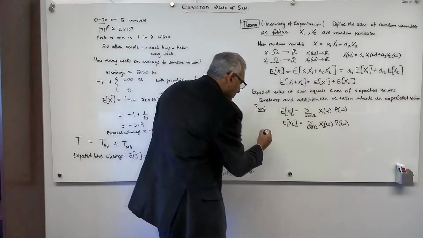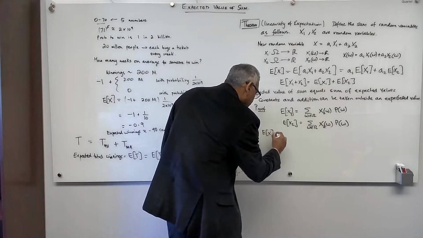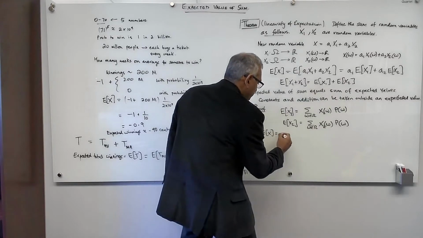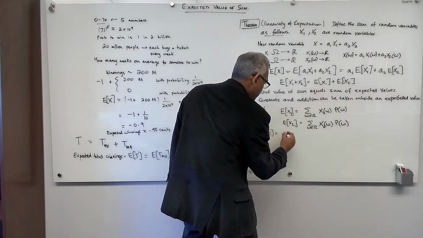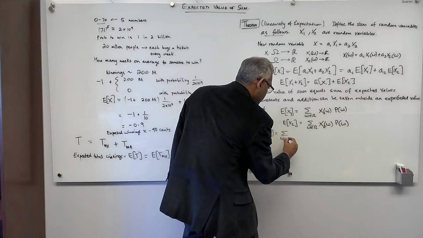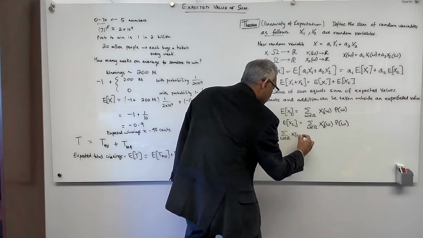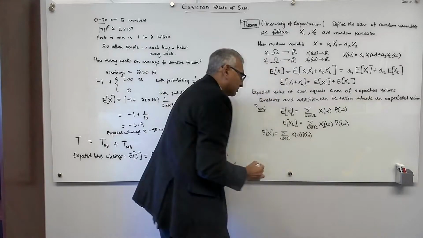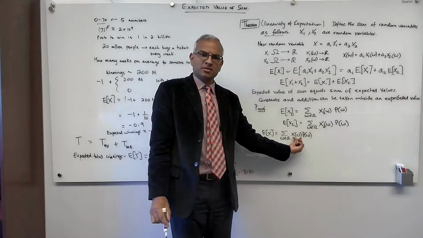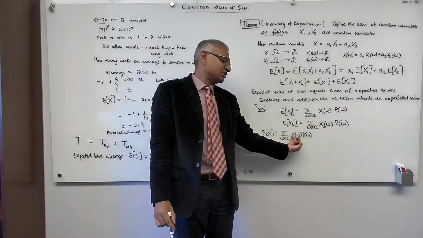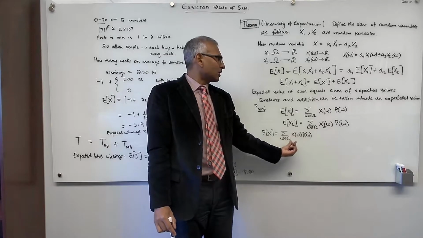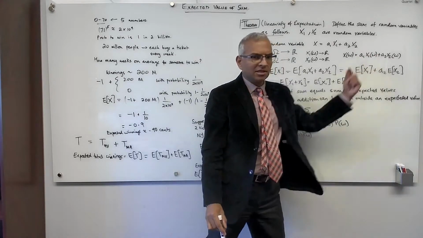And the expected value of X is equal to the sum over outcomes of X of w times p of w. But now this is where the definition of the sum, this function which is the sum, comes into play. So this X of w is this linear combination.